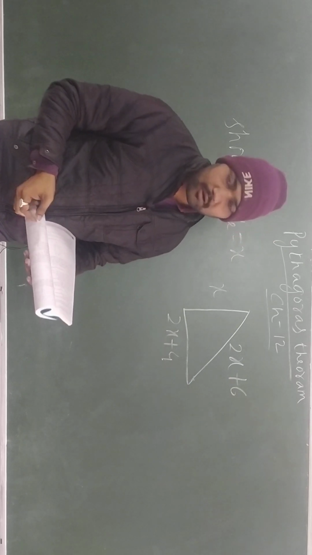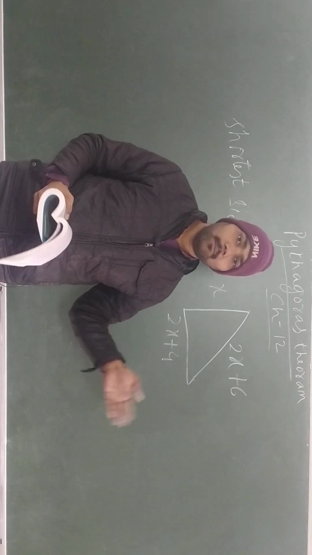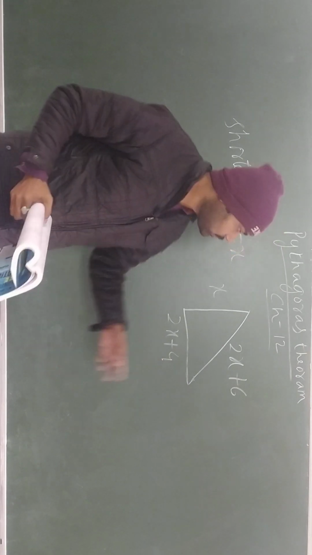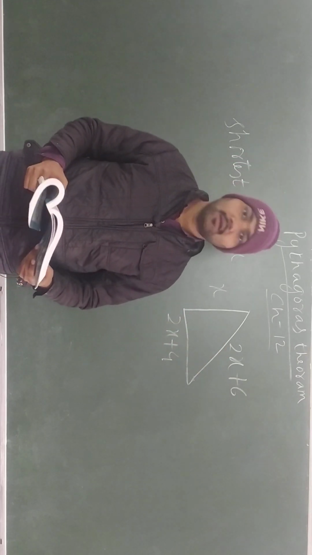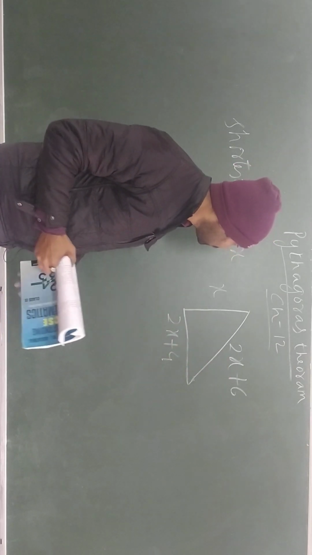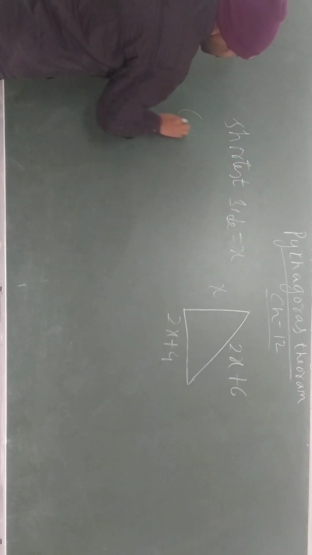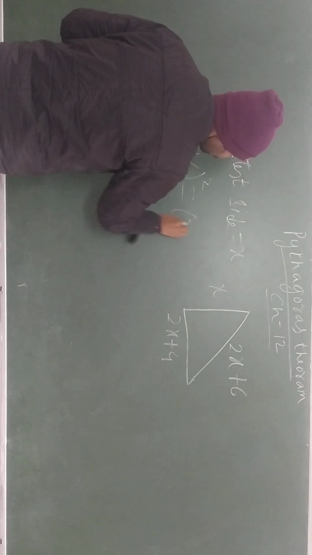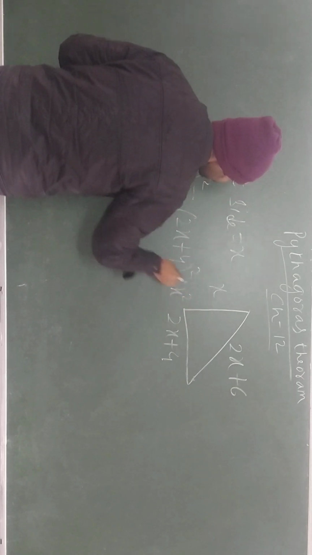Now we have to solve this equation by using Pythagoras theorem. As I have told, by using Pythagoras theorem we will get the value of x, and on putting the value of x we will get all three sides. So we use the formula: hypotenuse square, that is (2x plus 6) whole square, equals base square (2x plus 4) whole square plus x square, the shortest side square.